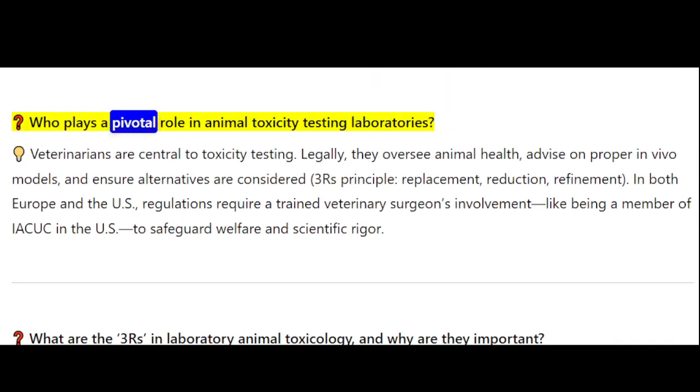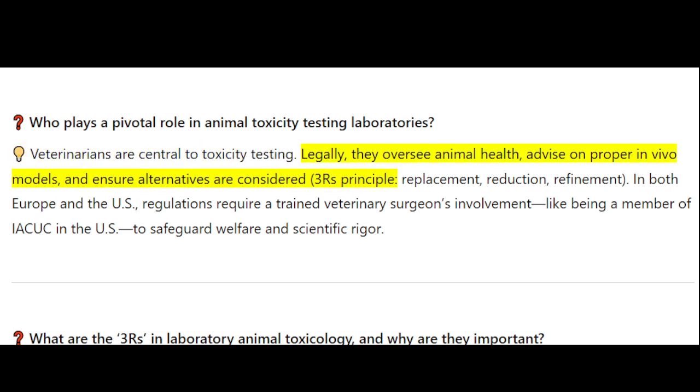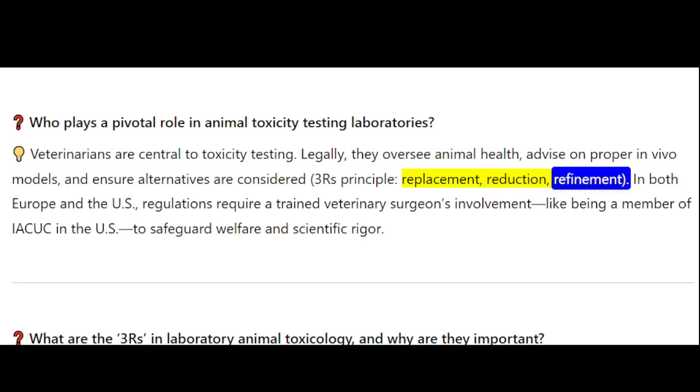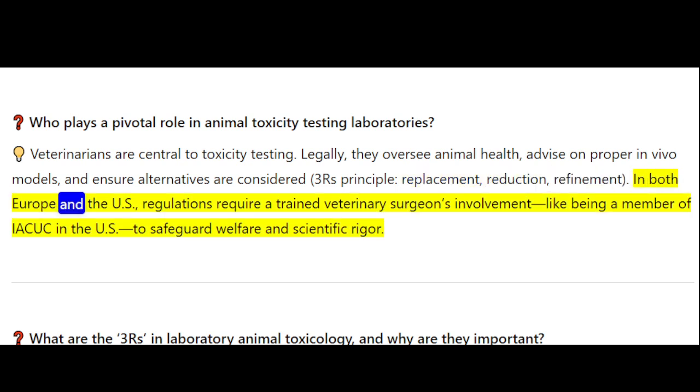Who plays a pivotal role in animal toxicity testing laboratories? Veterinarians are central to toxicity testing. Legally, they oversee animal health, advise on proper in vivo models, and ensure alternatives are considered. 3 R's principle: replacement, reduction, refinement. In both Europe and the US, regulations require a trained veterinary surgeon's involvement, like being a member of IACUC in the US, to safeguard welfare and scientific rigor.